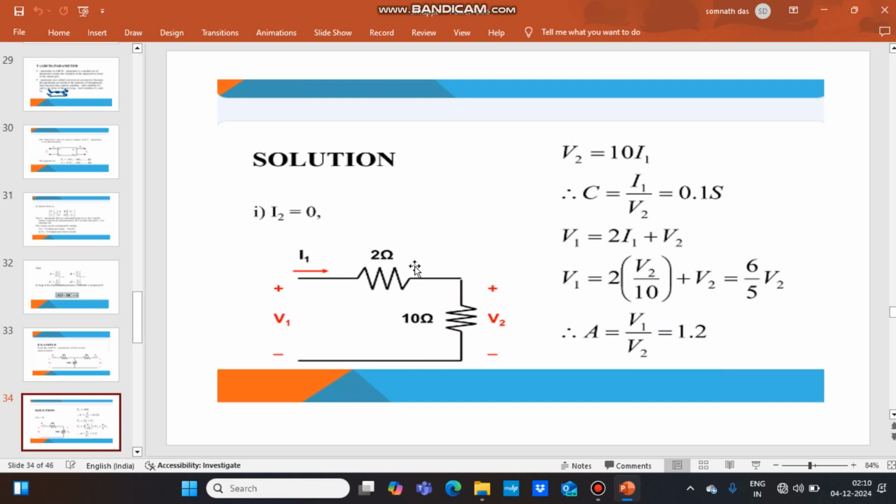From this network we can also write V1 equal to 2I1 plus V2. So V1 equal to 2 into V2 by 10 plus V2, where this value of I1 we are getting from the equation V2 equal to 10 I1. That is equal to 6 by 5 V2. So A equal to V1 by V2 equal to 1.2.